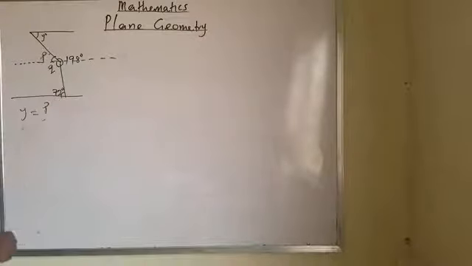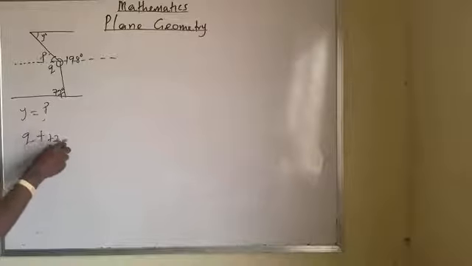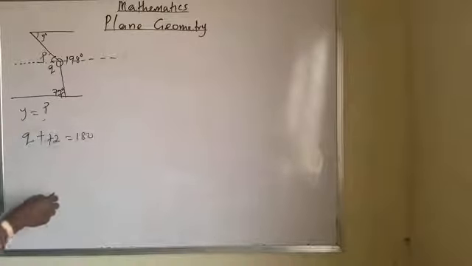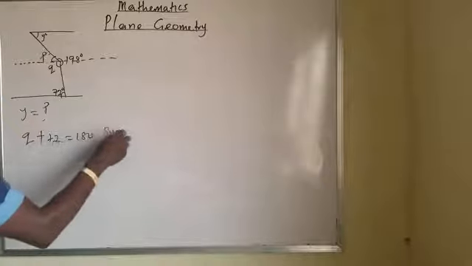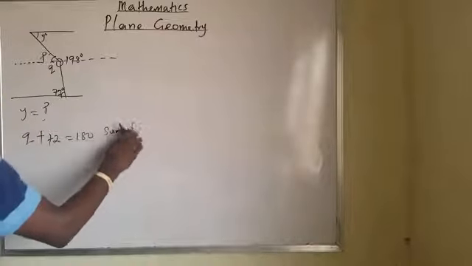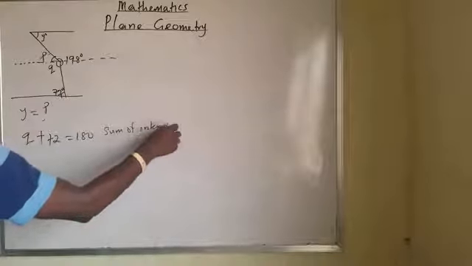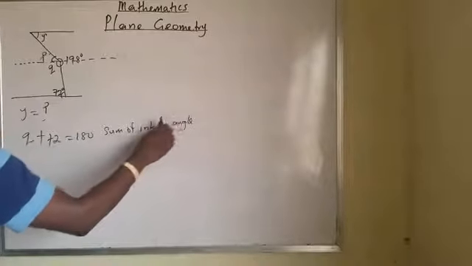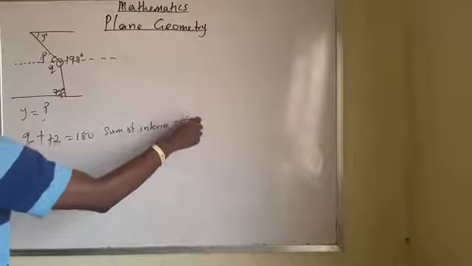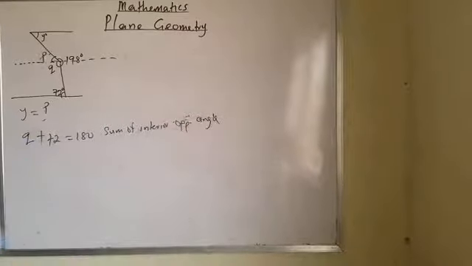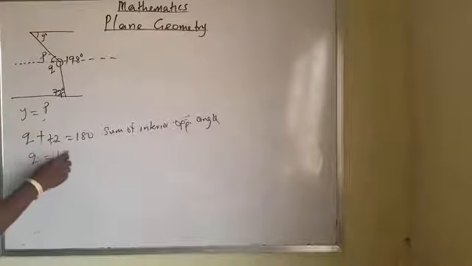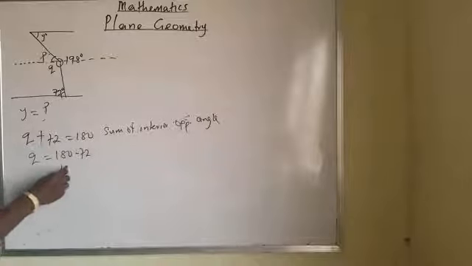Now, since I have that as q, I can say 7q plus 72 equals 180, sum of interior opposite angles. It means my q will be equal to 180 minus 72, which is 108 degree. Q equals 108 degree.